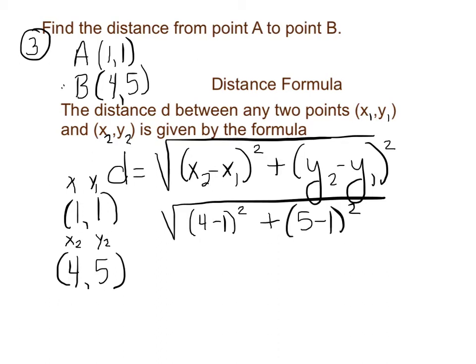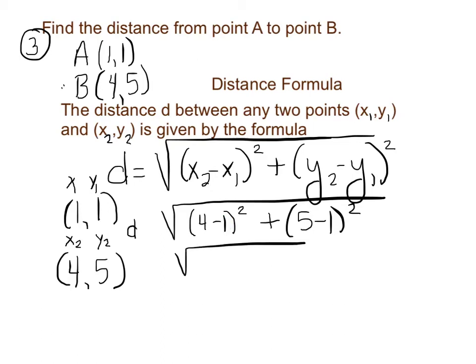Now before we go any further, keep in mind that you may say, well, I'm going to let 4, 5 be my x1, y1. That's fine, because if you take this 4 minus 1, that's going to give you 3. 3 squared gives you 9. If you did it backwards, 1 minus 4, that gives you negative 3. If you square that, that's also going to give you 9. So either way, you're going to get the same answer.